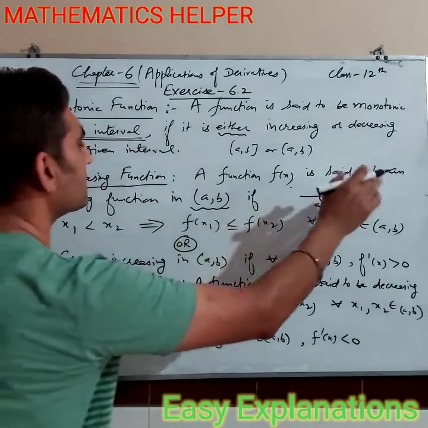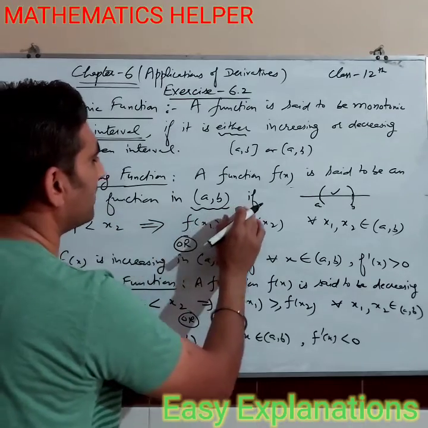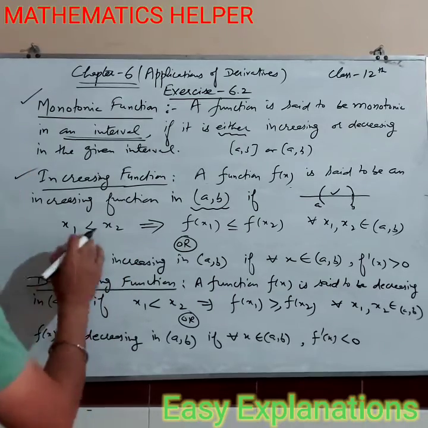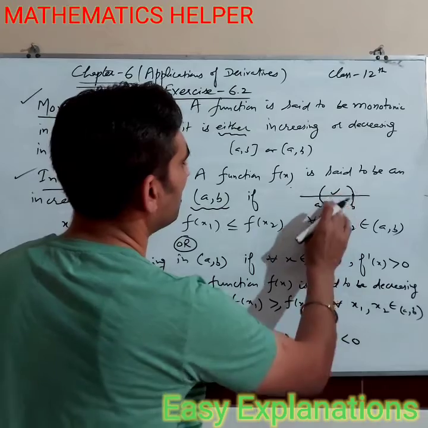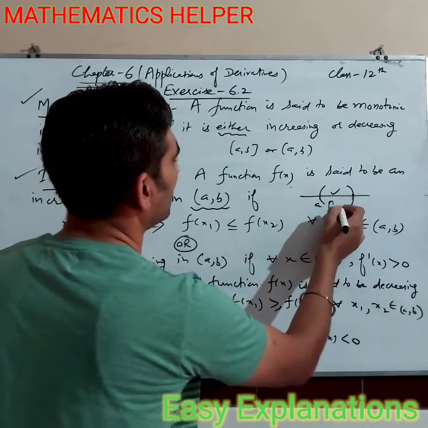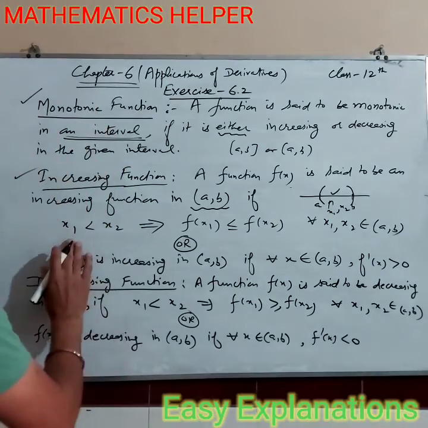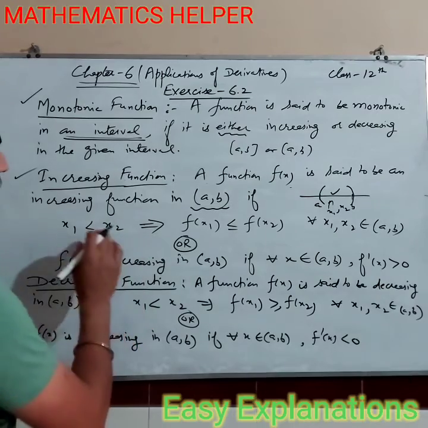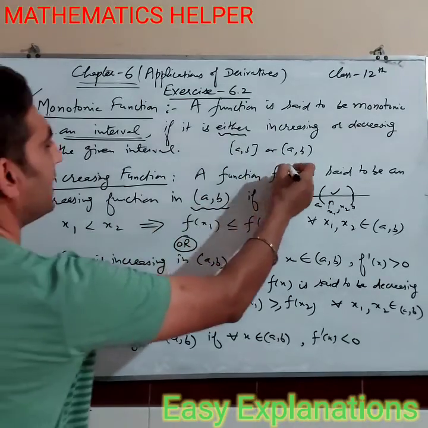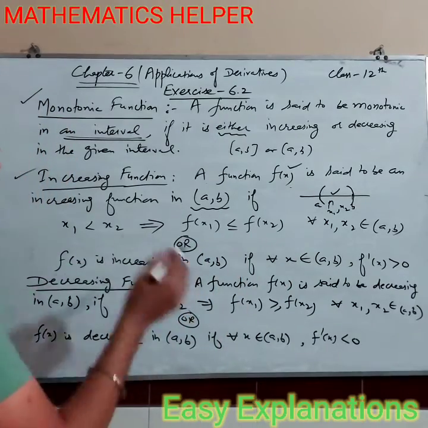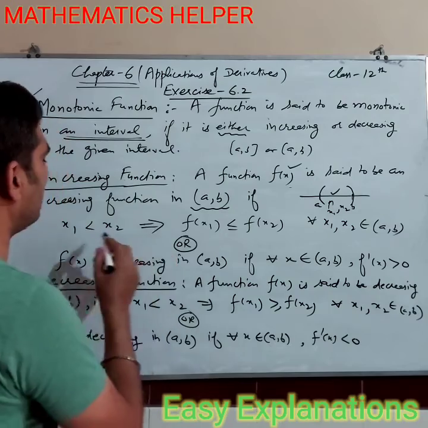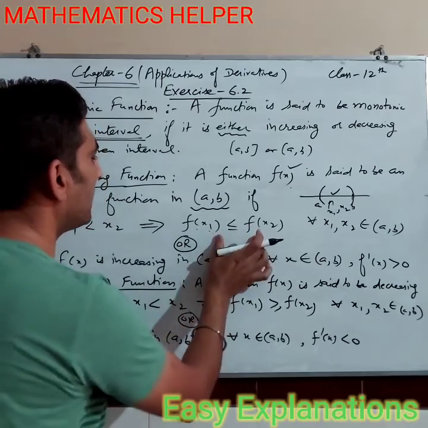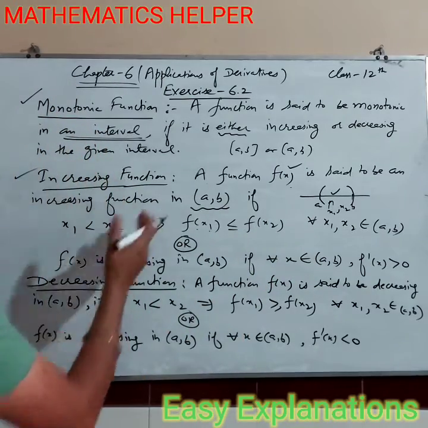So a function f(x) is said to be an increasing function in the open interval AB if we choose x1 less than x2. What are they, x1 and x2? They are members from this interval AB. And if x1 is less than x2, it implies that when you put these numbers one by one in the statement of f(x), the answers will follow the same type of inequality, that is f(x1) less than or equal to f(x2). Then in that case we will say our function is increasing.